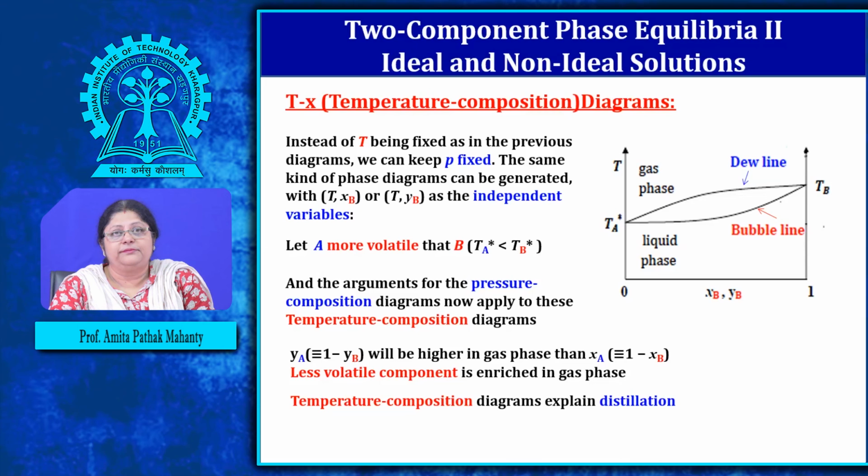So gas phase enrichment will happen only when you have YA, that is 1 minus YB, you can say. YB is the one which is supposed to be the more volatile. So 1 minus that means the less volatile is enriched, then you have less volatile in the higher amount than that of XB. That means whatever is in the liquid phase.